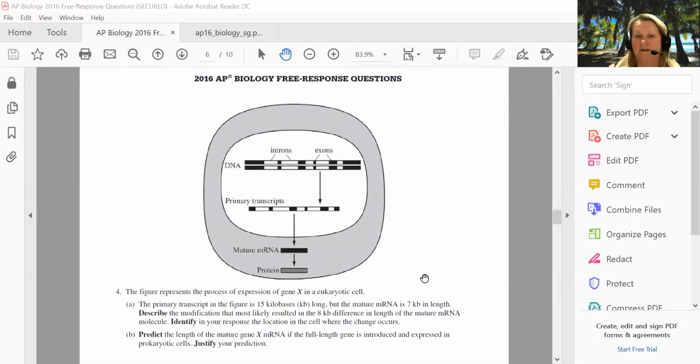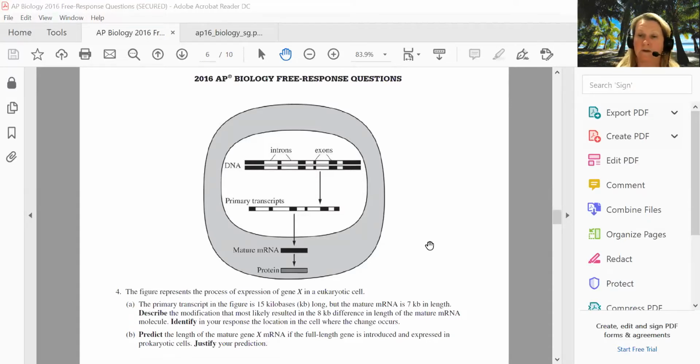All right, so in a eukaryotic cell, the mature mRNA is always going to be shorter than the gene. And why is that? That is because eukaryotic genes have introns, and those introns need to get spliced out. So that's the modification. Now identify in your response the location in the cell where this change occurs.